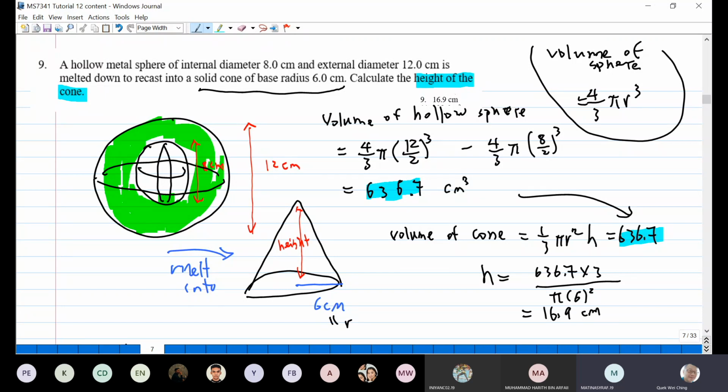You have a sphere, so you need to find out the volume of a sphere, the formula for a sphere, and then the volume of a cone is another formula, right? Volume of a cone is this formula. Then you rearrange them to find out what is the height here. So this is actually question 9.